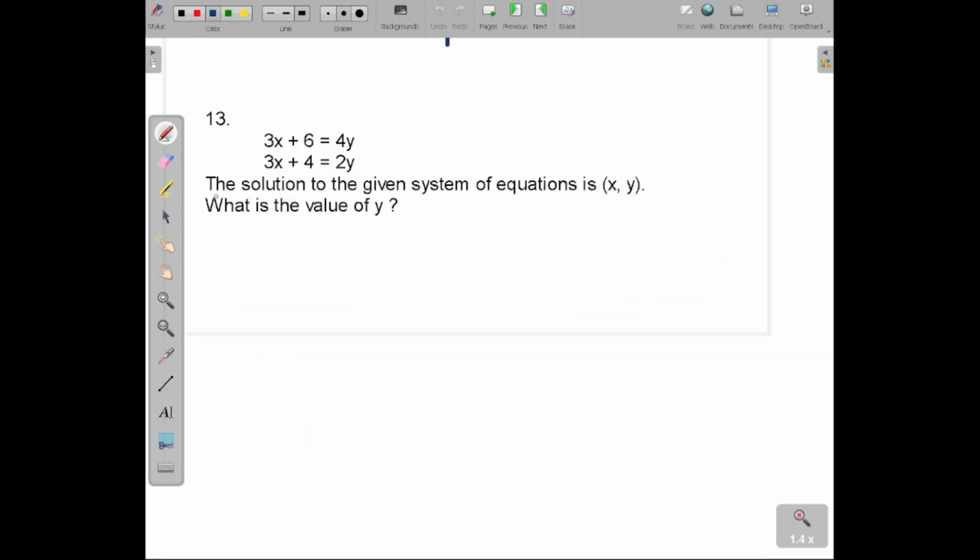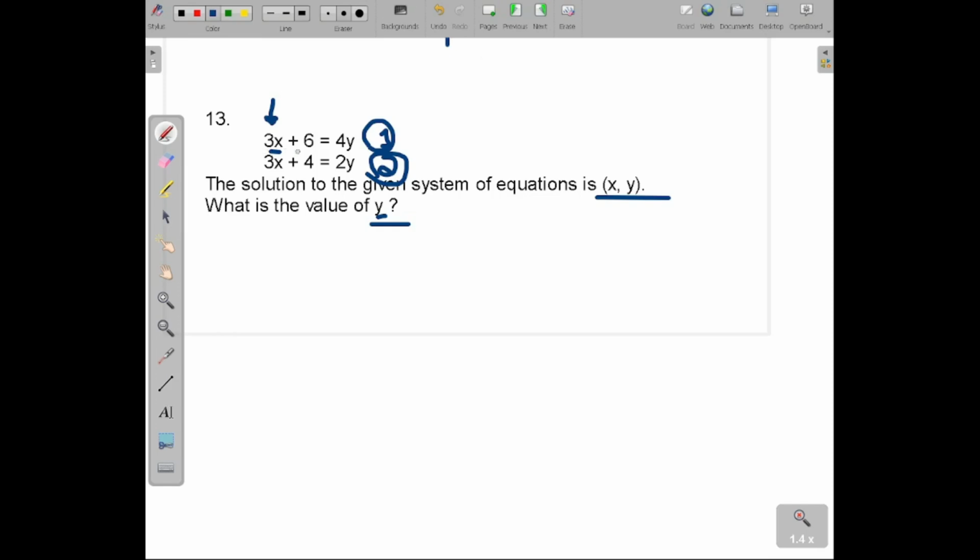13. The solution to the given system of equations is (x, y). We have two equations. What is the value of y? So we can solve these two equations and find the value of y. This is the first equation and this is the second equation. We could do operations here to isolate the y because we want to find y, to cancel out the x variable.